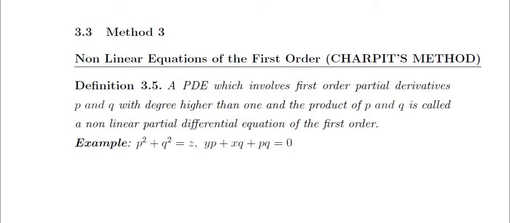A partial differential equation which involves first order partial derivatives p and q with degree higher than 1, or the product of p and q, is called a non-linear partial differential equation of the first order. For example, first we check p square plus q square is equal to z. The degree of the first order partial derivatives p and q is 2. Therefore, it is a non-linear partial differential equation.